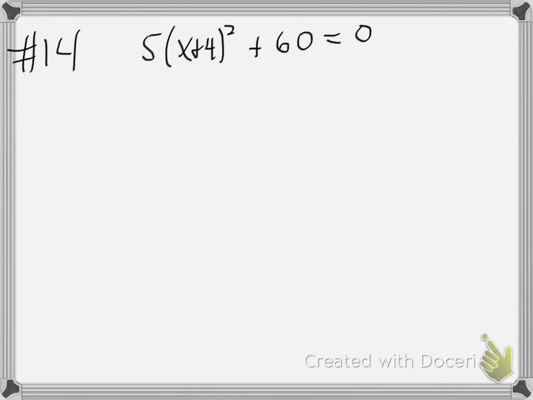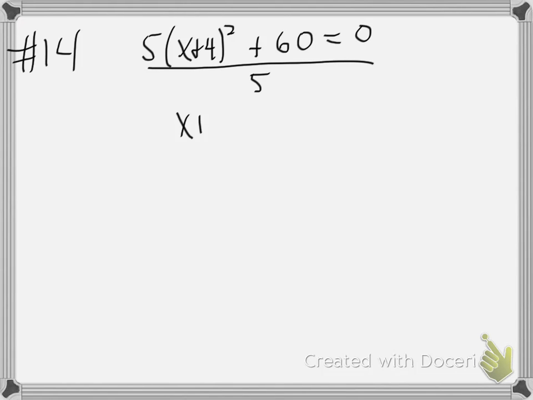Okay, number 14 is almost the same. It's 5 times x plus 4 squared, and then plus 60 equals 0. So you could move the 60 to the other side first and then divide by 5, or you can divide by 5 first. So I'm going to do that first.